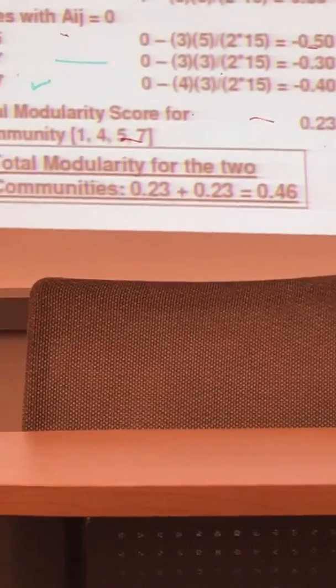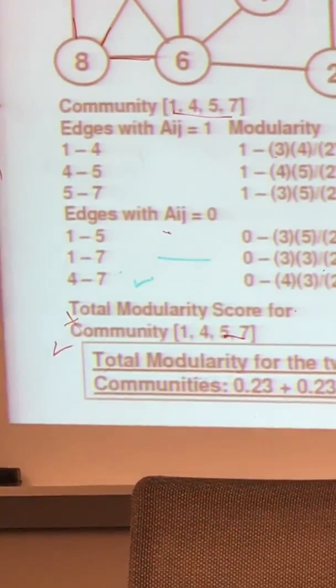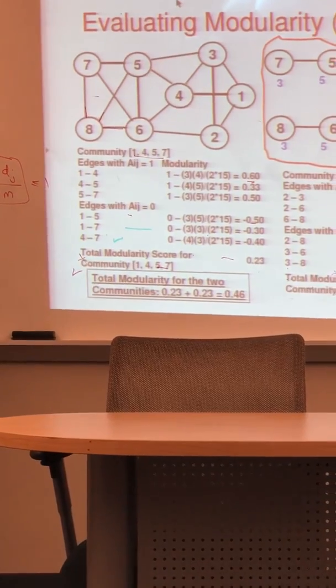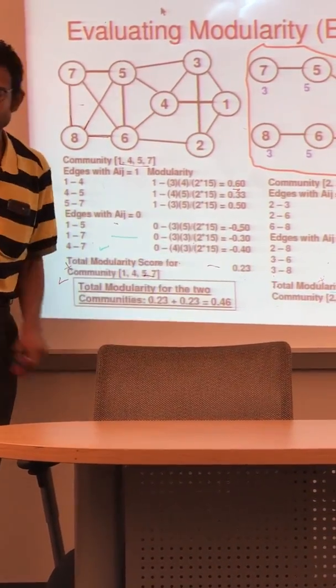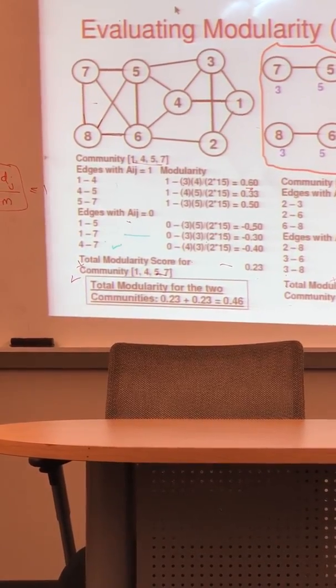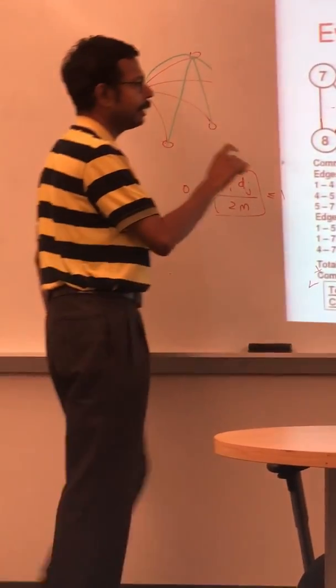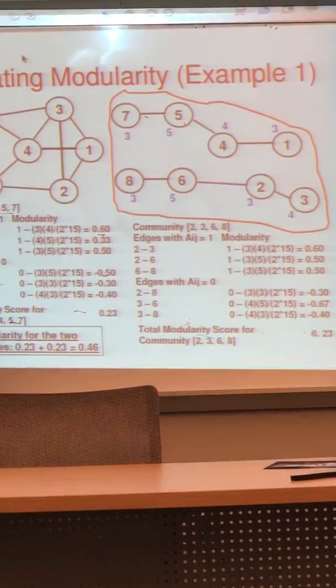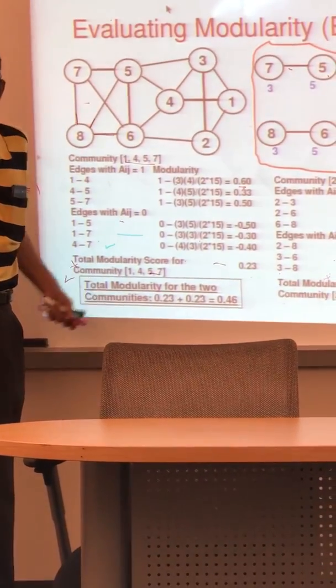So for this community 1, 4, 5, 7, if you look at the modularity scores, there are some positive, some negative. Having some negative modularity scores is not a good sign for a community, because what does it mean? 1, 4, 5, 7, they have only these 3 edges among themselves. These 3 edges which are supposed to be there are not there.